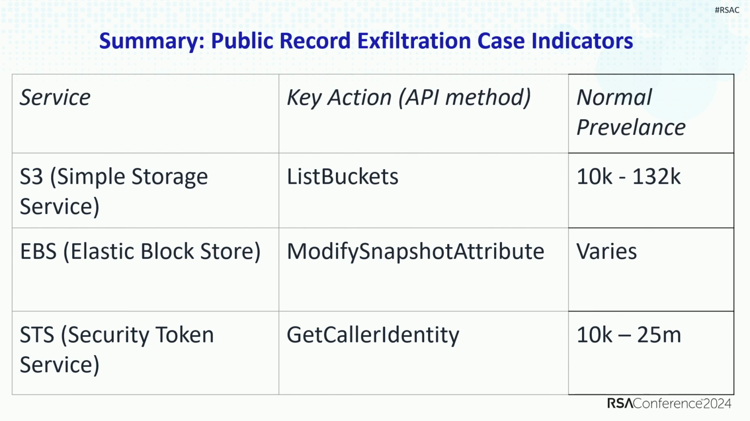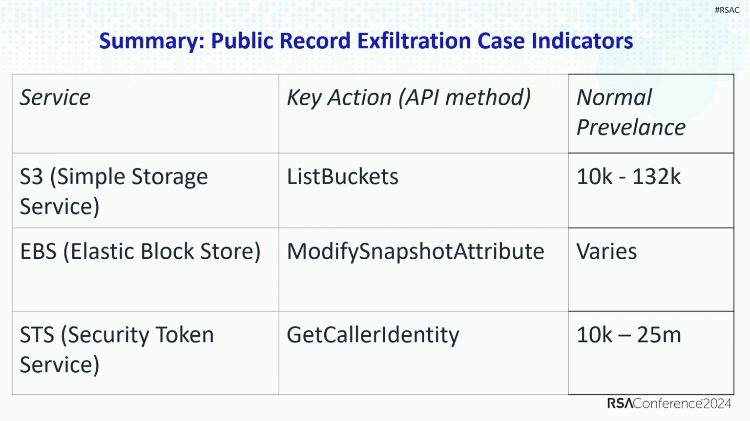But the normal prevalence is the numbers that I've observed of these in all of the production CloudTrail log sets that I've worked with at scale. These are the ranges, the prevalence that I've seen.